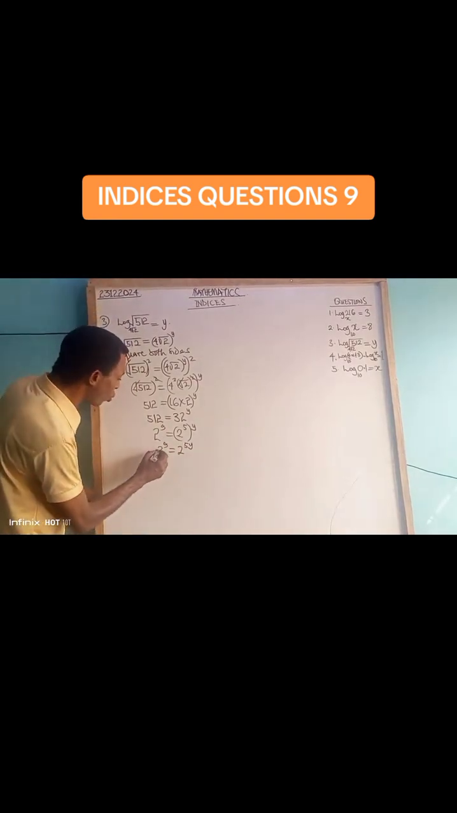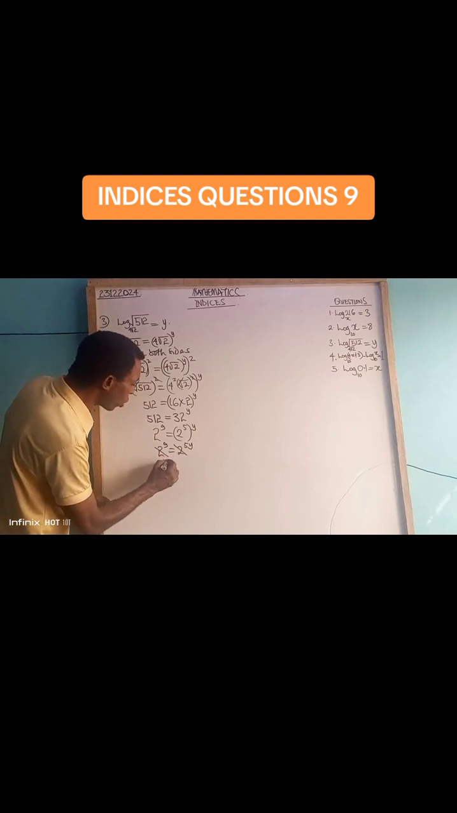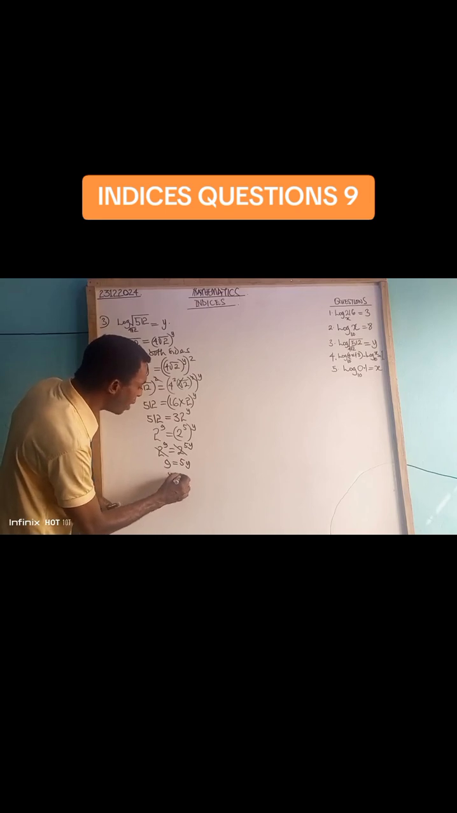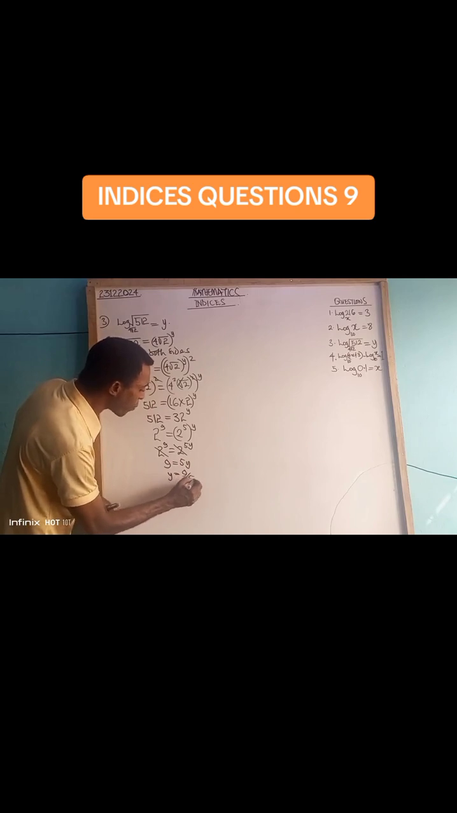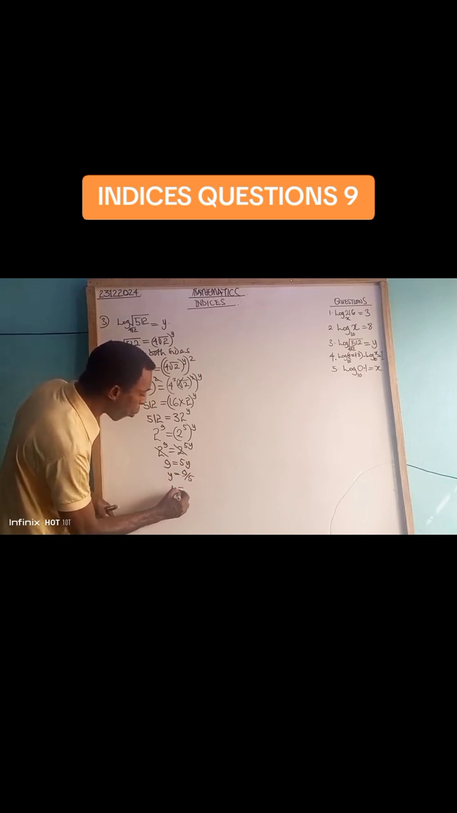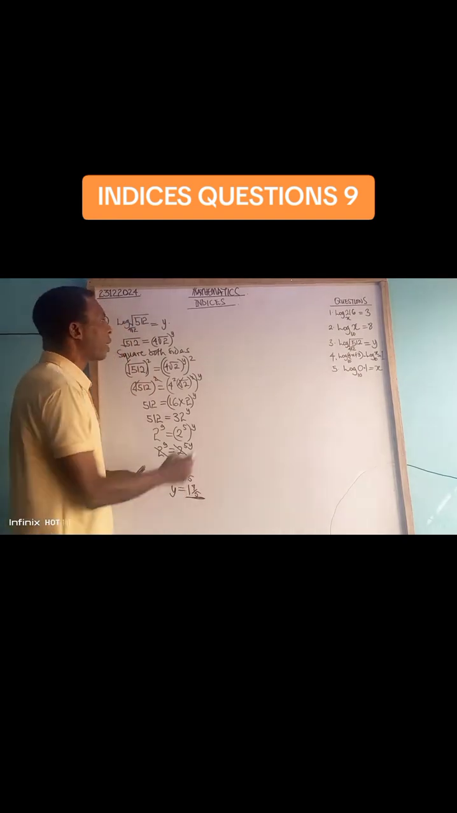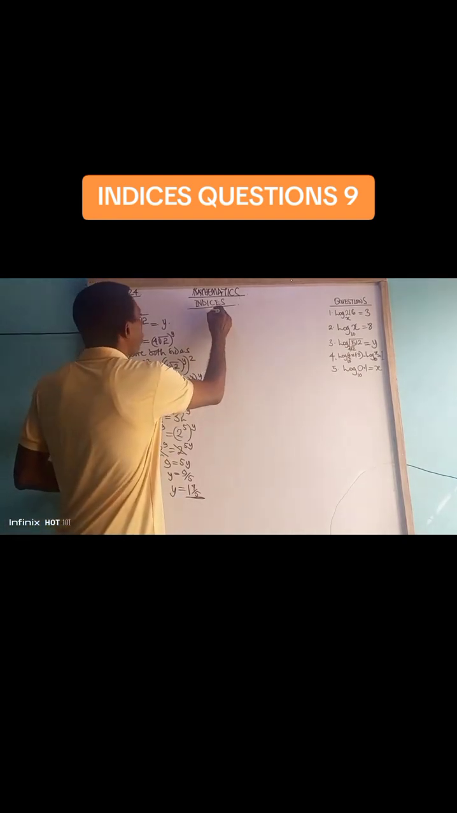So the next thing is you have 2 cancel 2. So you have 9 is equal to 5y. So y is equal to 9 over 5. So our final answer will say y is equal to one whole number 4 over 5. That is all about that. And let's go to the second question.